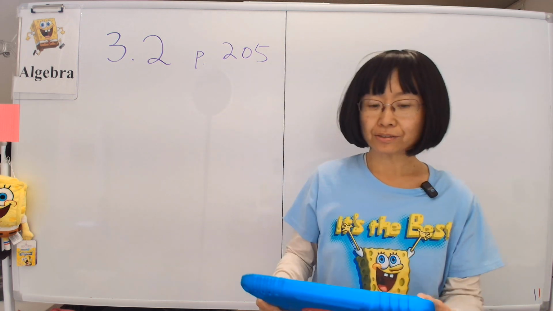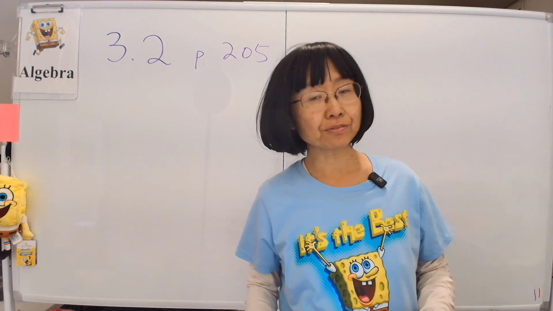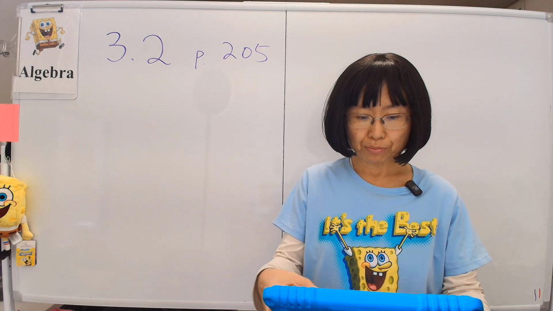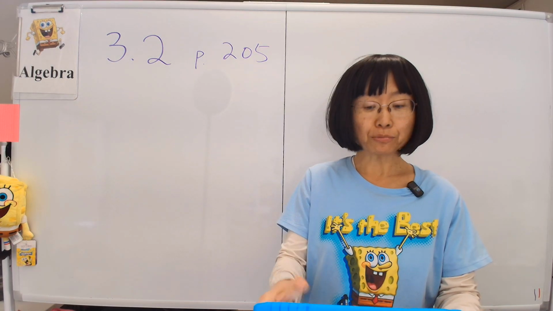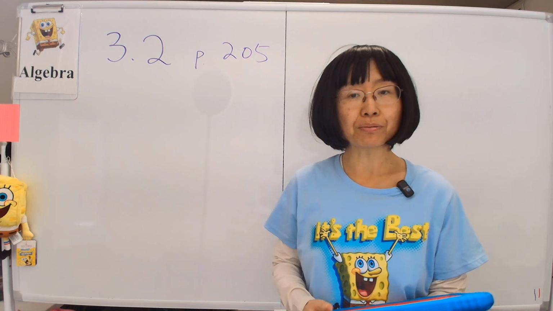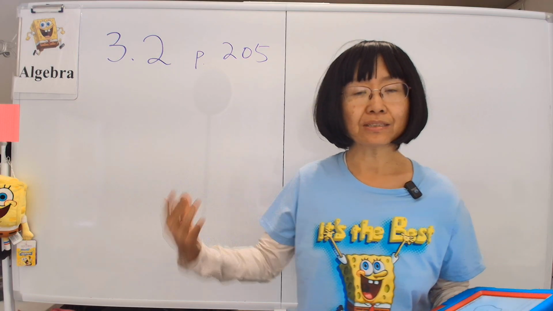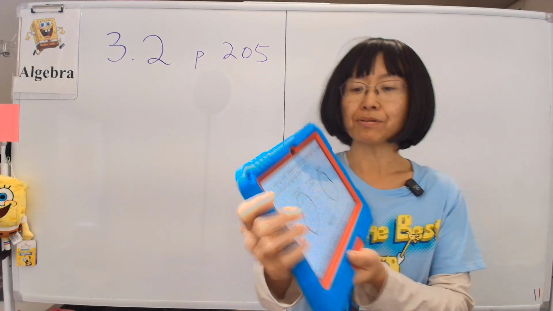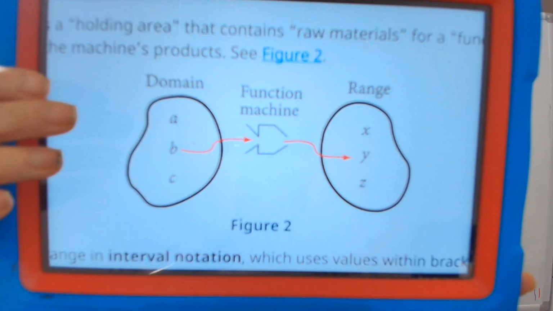Today we are going to do section 3.2, on page 205, where we have the domain and range. The domain is all the stuff that you can put into the function, and the range is all the stuff that the function might become. For example, let's look at the graph on the page.